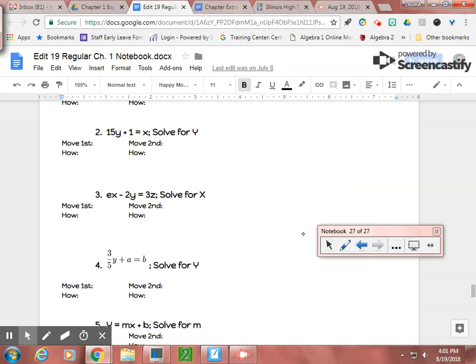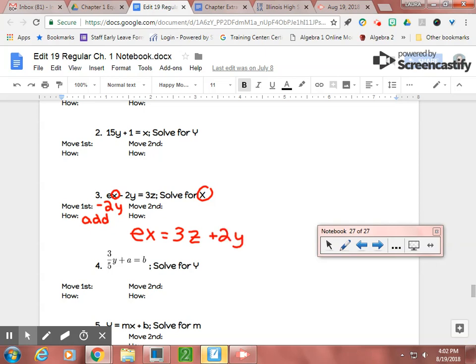Okay, so on number 3, I'm solving this for x. I want to get x by itself. So let's circle the x. There's a whole bunch of variables in here. So the first thing I want to do is move the stuff that's not with the x. So that's negative 2y. And how are you going to move that? You're going to add. Because it's negative 2y, we want to add it to the other side. So now I have ex equals 3z plus 2y.